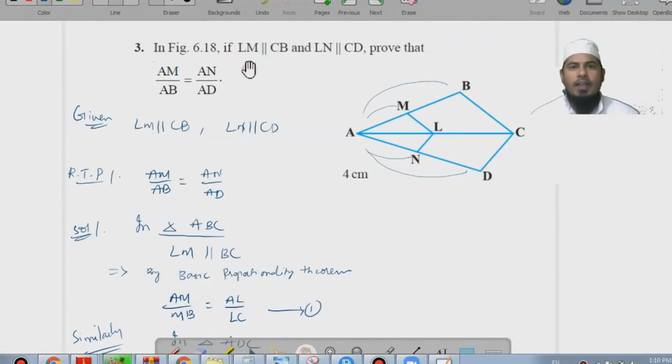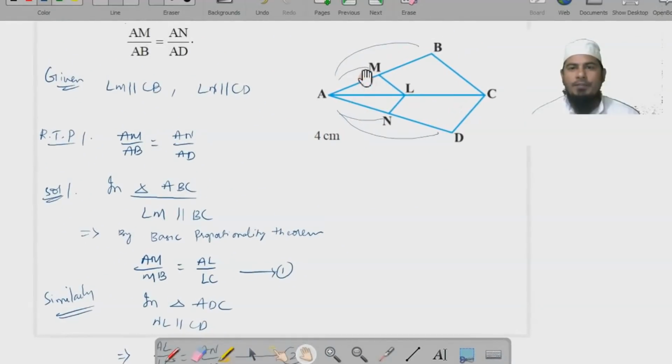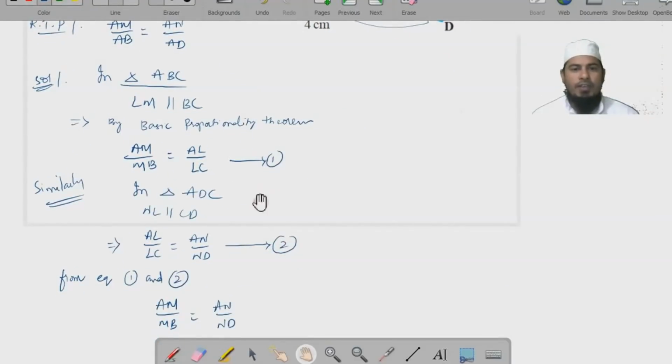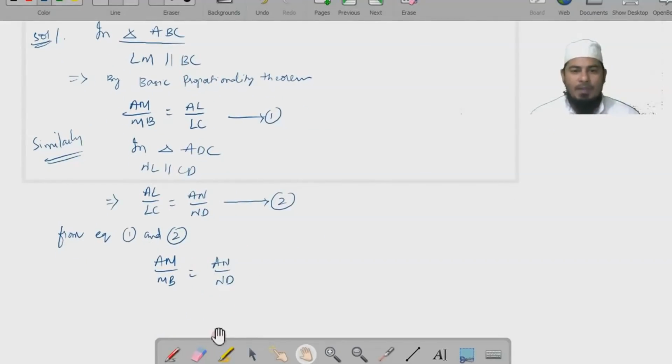Given is LM is parallel to CB and LN is parallel to CD. Required to prove is AM by AB is equal to AN by AD. In triangle ABC, if we consider this line is parallel to this line, by basic proportionality theorem we will write AM by MB is equal to AL by LC. Similarly, in triangle ADC, NL is parallel to CD, which implies AN by ND is equal to AL by LC. From these two equations we can conclude that AM by MB is equal to AN by ND.